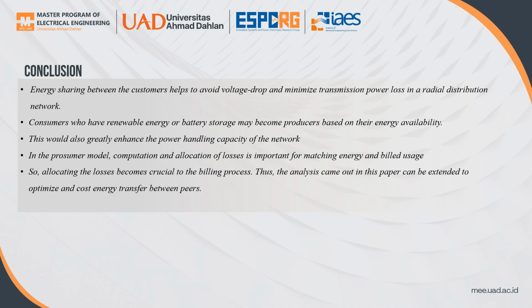distribution networks. Consumers who have renewable energy or battery storage may become producers based on their energy availability. This would also greatly enhance the power handling capacity of the network. In certain transmission lines, energy sharing results in greater energy transmission than in others. In the prosumer model, computation and allocation of losses is important for matching energy and bill usage. As a result, allocation of the losses becomes crucial to the billing process.